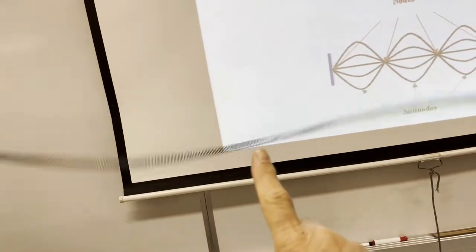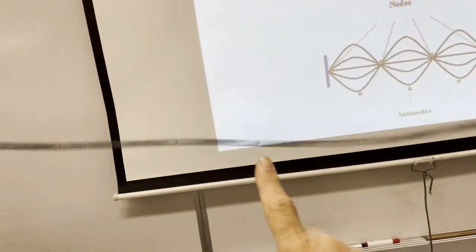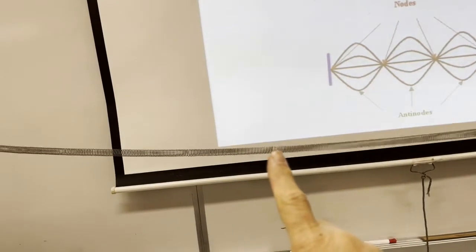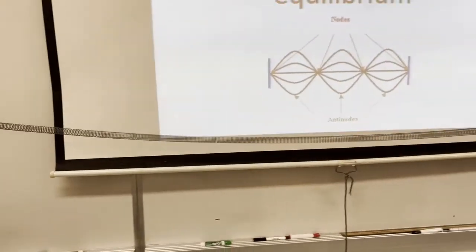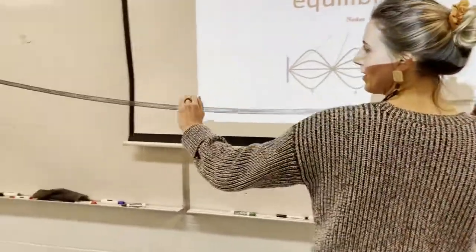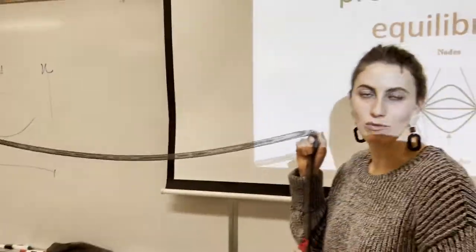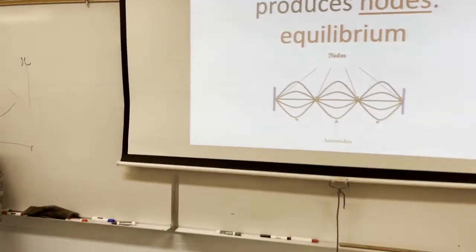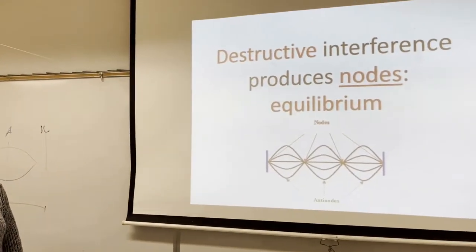Now just stop sending pulses. Okay, and that node is at equilibrium. That's because you had a crest going one way, meeting a trough coming the other way. They cancel each other out. So this is equilibrium right here, and you're saying the node is just wherever equilibrium is? That's right, as if you weren't sending pulses. And that's because of destructive interference.